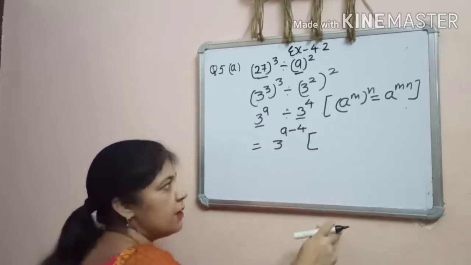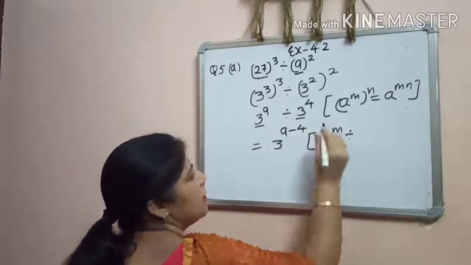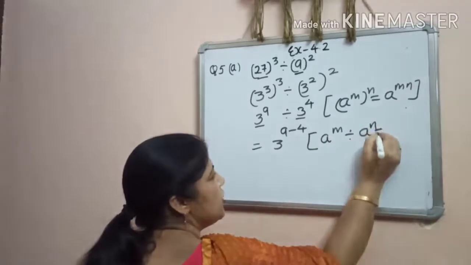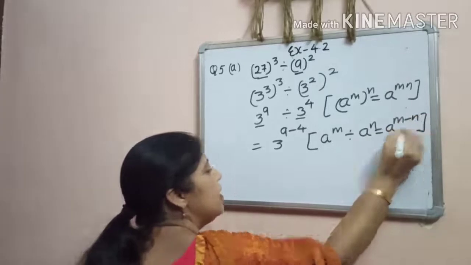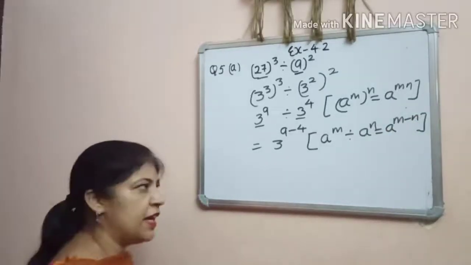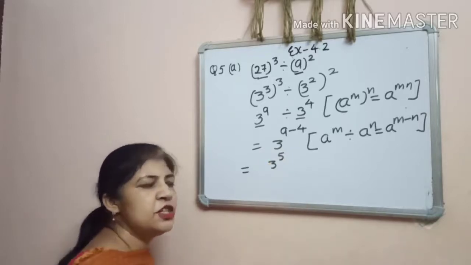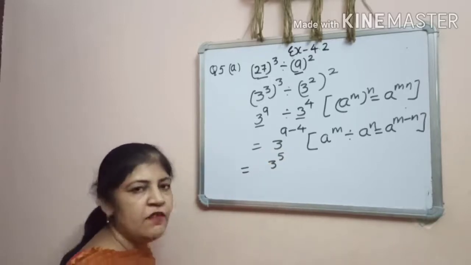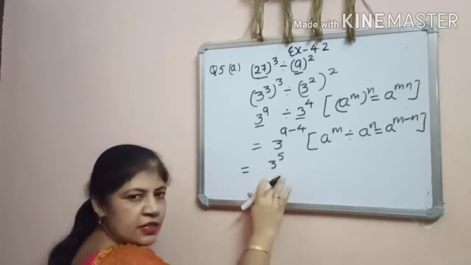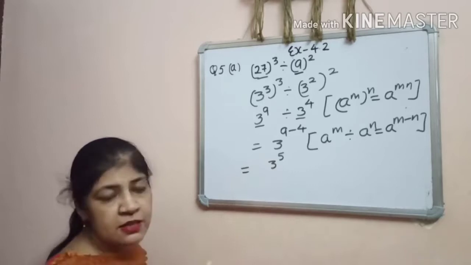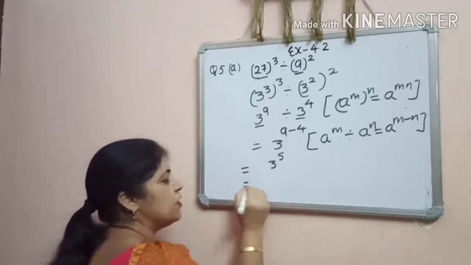Now write the law in the bracket as well. A raised to the power m divided by a raised to the power n, you will get a raised to the power m minus n. Clear? Now it is 9 minus 4, 3 raised to the power 5. If it is asked write in exponential form, then you can leave your answer up to here. But it is asked simplify, then you have to expand it to solve it.